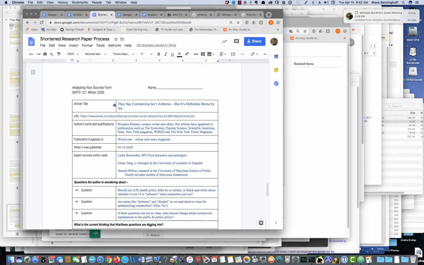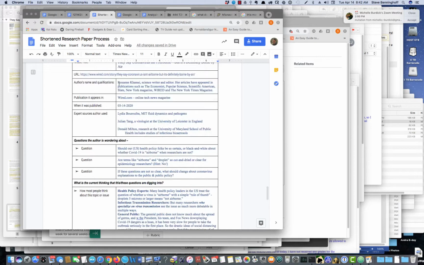So you get the article title: "Coronavirus isn't airborne, but it's definitely borne by air." Here's the link to the actual article. The author's name and qualifications: Roxanne Khamsi. She's a science writer and editor. Her articles have appeared in publications such as The Economist, Popular Science, Scientific American. I had to do a little search on her name to find this short little thing, which just says this person has published a lot, has written a lot on these topics. Then there's when it was published, and here are a list of several of the people that she references, right?